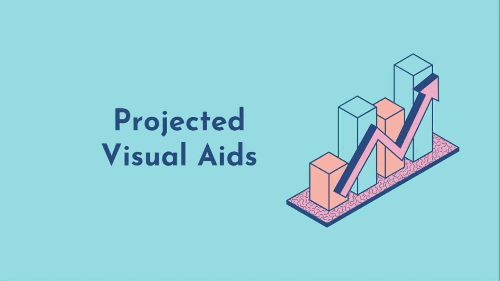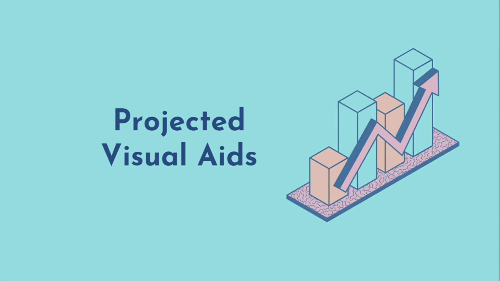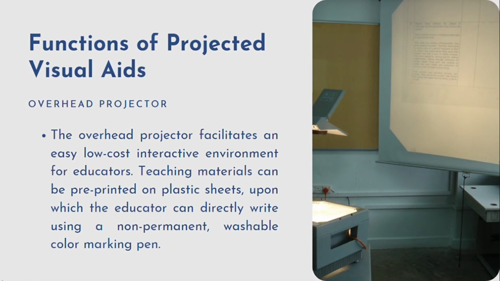If we have non-projected visual aids, we also have projected visual aids. And these are, first, the overhead projector. The overhead projector facilitates an easy, low-cost interactive environment for educators. Teaching materials can be pre-printed on plastic sheets upon which the educator can directly write using a non-permanent, washable color marking pen.